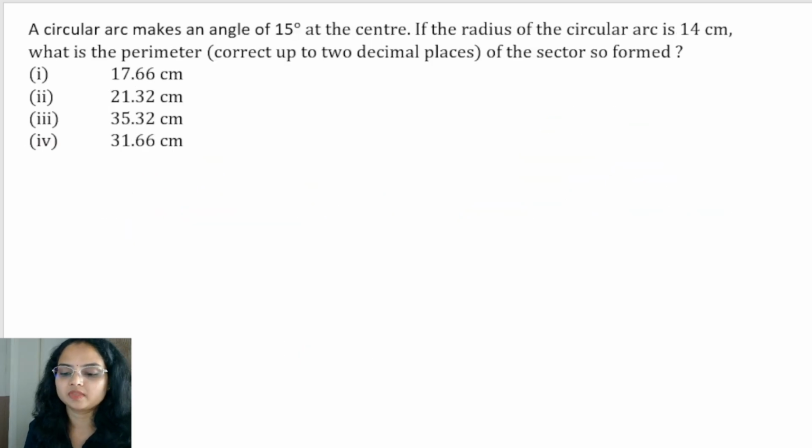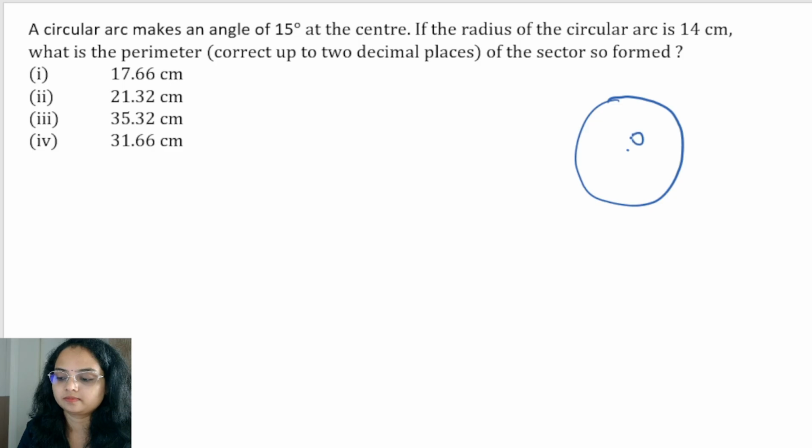Next one. A circular arc makes an angle 15 degrees at the center. This is the circle, this is the center. So there is an arc that makes 15 degrees at the center. This is the arc. It makes 15 degrees. The radius of the circular arc is given as 14 centimeters. This is the radius. What is the perimeter of the sector so formed?